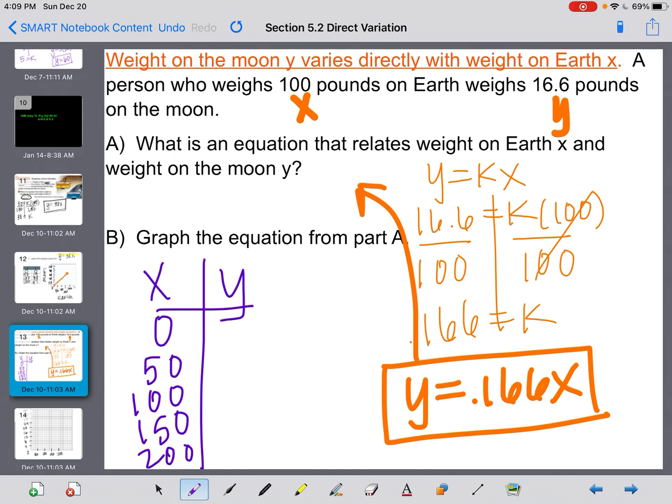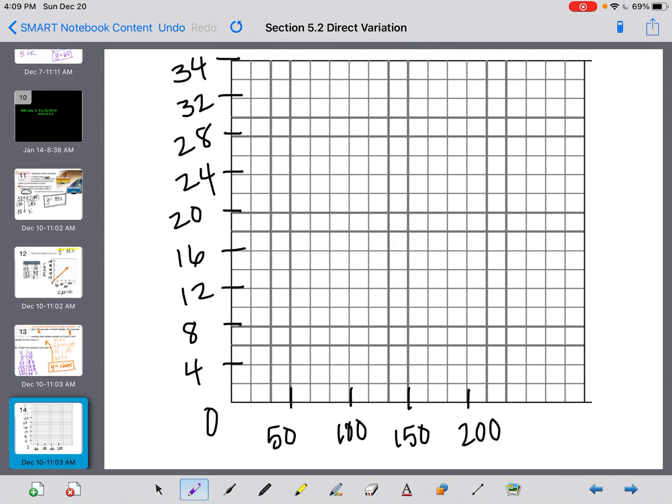All right, so if I plug in 0 times 0.166, I get another 0. 50 times 0.166 is 8.3. 100 times 0.166 gets me 16.6. This is 24.9. And then here we have 33.2. All right, we're going to use those as ordered pairs again, and we're going to graph back here.